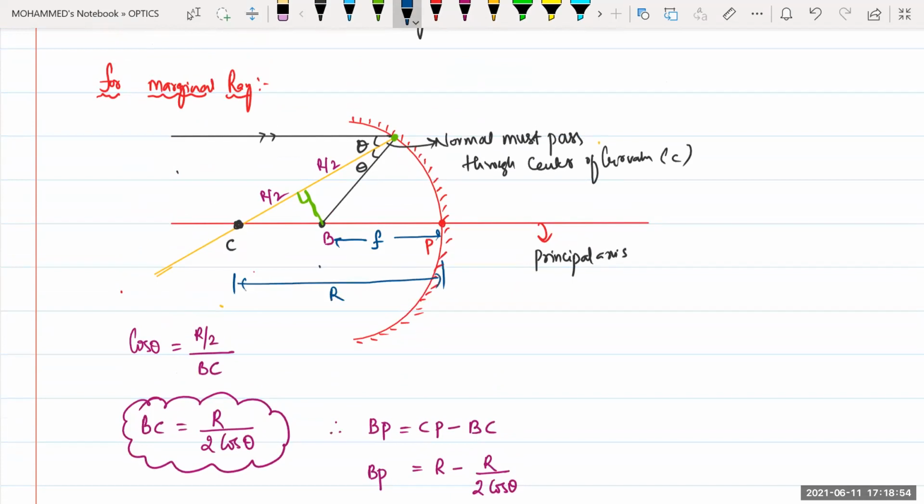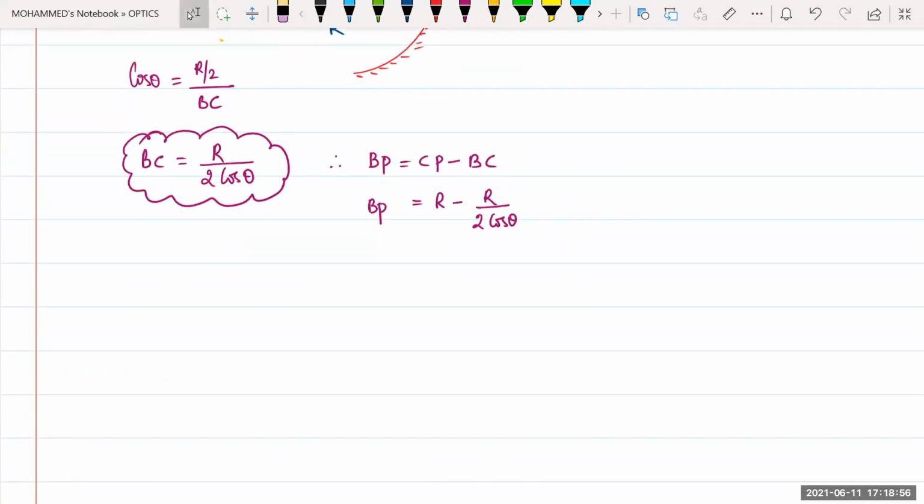That is nothing but your capital R. So BP will be equal to how much? BP is known as your principal axis. This is a basic formula. So BP is equal to R minus R by 2 into 2 cos theta.